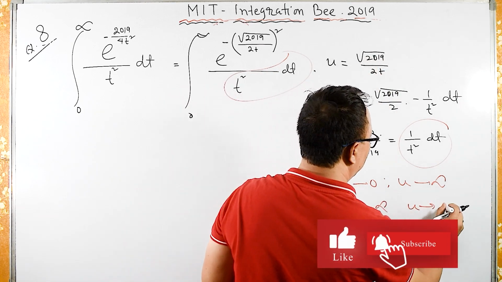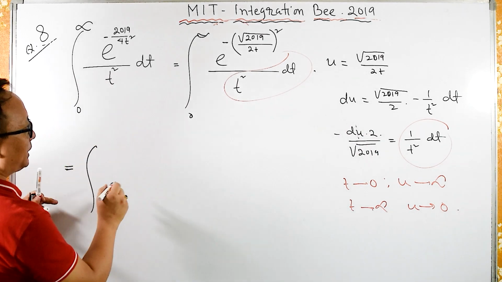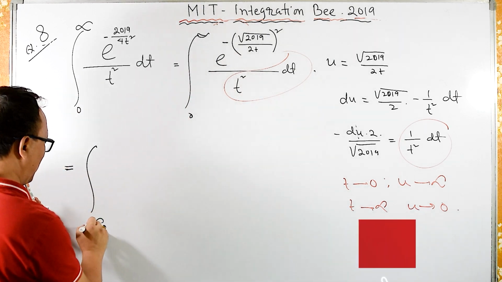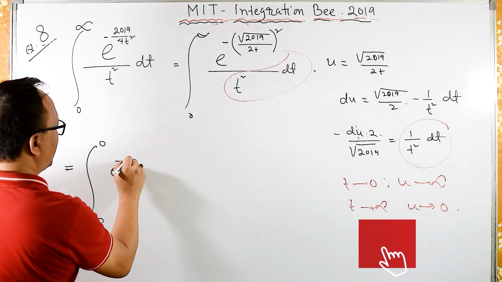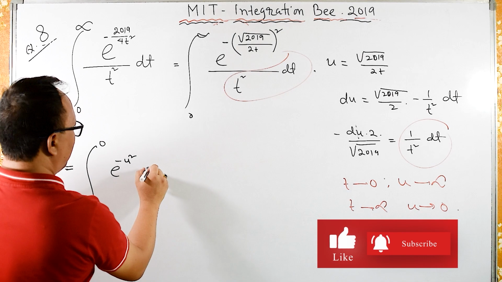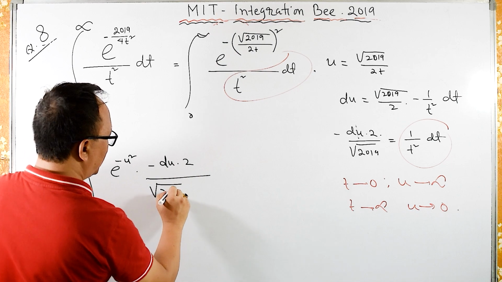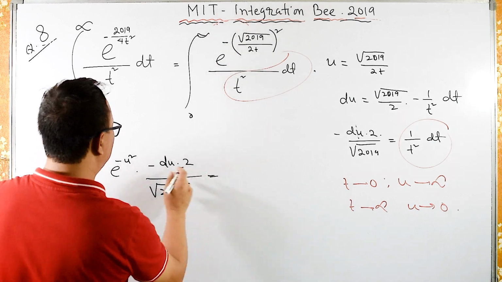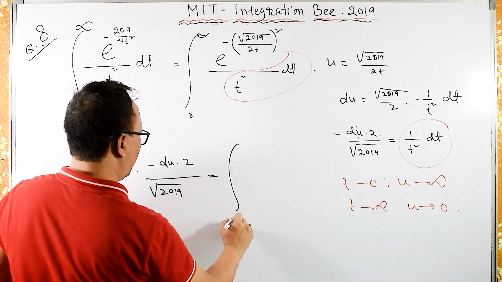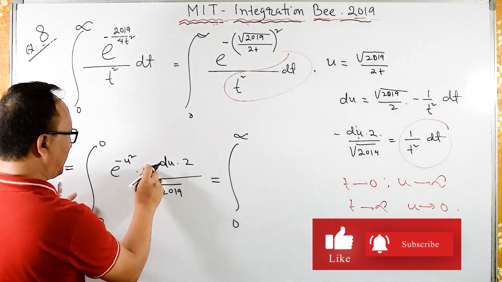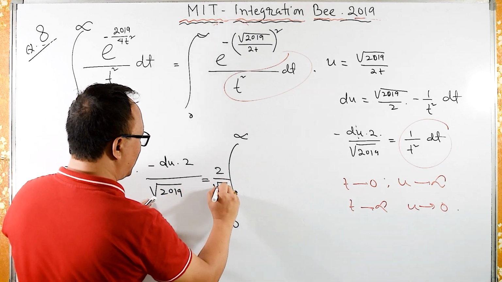Therefore, u becomes 0. So the integral from 0 to infinity becomes infinity to 0. Infinity to 0, and hold this. This e raised to minus u square into minus du into 2 upon square root of 2019. So this minus, I will flip the limits, so 0 to infinity, this minus has gone, this minus has gone, and then these two I am taking outside, and this also I am taking outside.